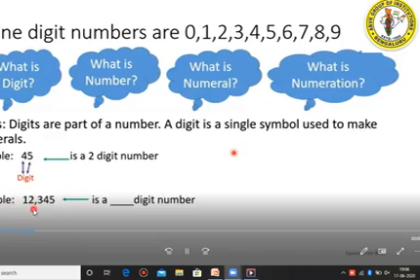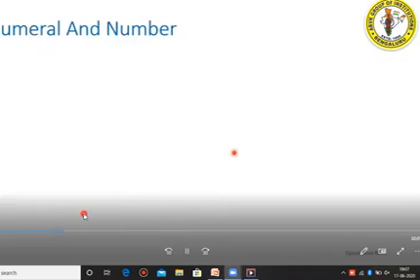Next, one more example here. You can read this as 12,345. Clearly you can see 12,000, and 1, 2, 3, 4, 5. These are the digits. Now you can say 12,345 is how many digit number? 1, 2, 3, 4, 5, so it is a 5 digit number. Now you understood, I think. This is a 5 digit number. I hope you understood what is a digit.